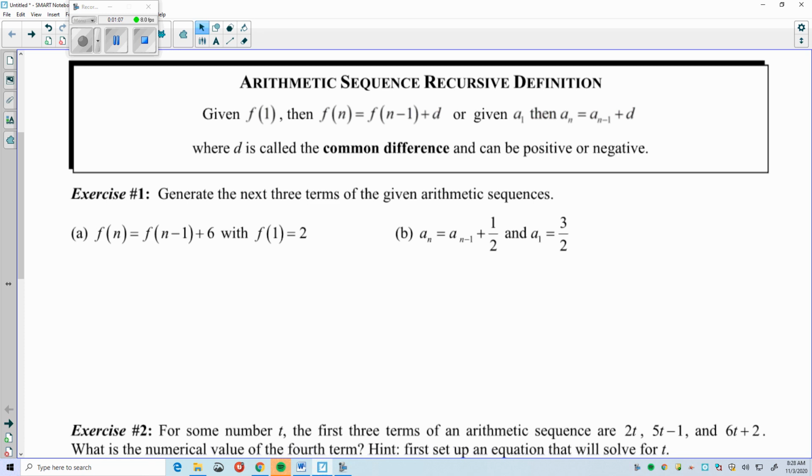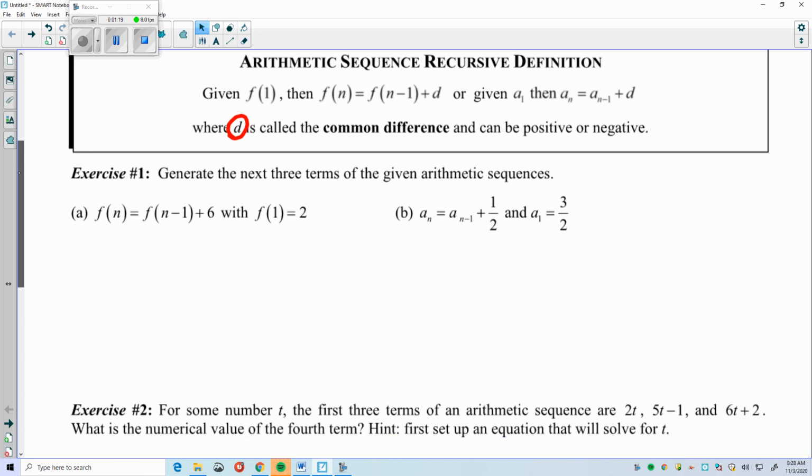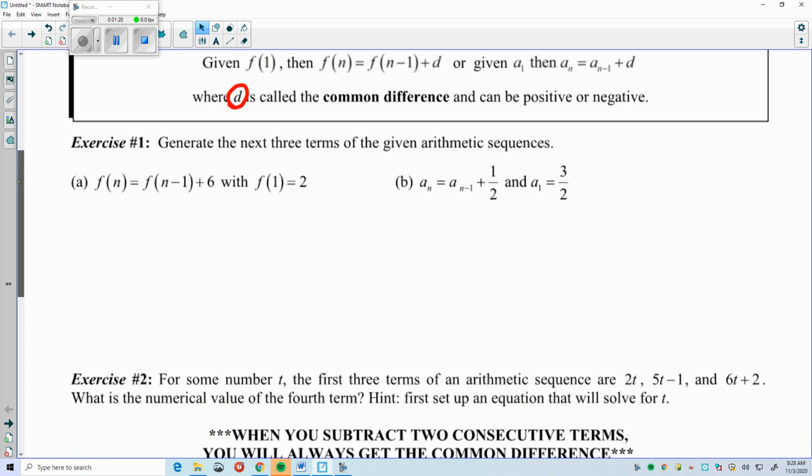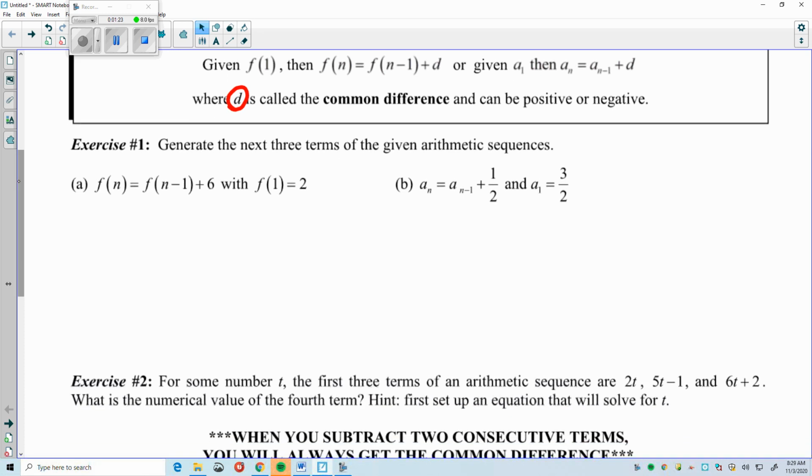The big thing that we want to know here is D. That is your common difference, and it either could be positive or negative. Okay, so we're going to try both of these notations just to see what they look like. Our goal here is to generate the next three terms of the given arithmetic sequences. Again, we have to be told what the first term is, and we know this first term. So for this notation, it's saying I want the next three terms.